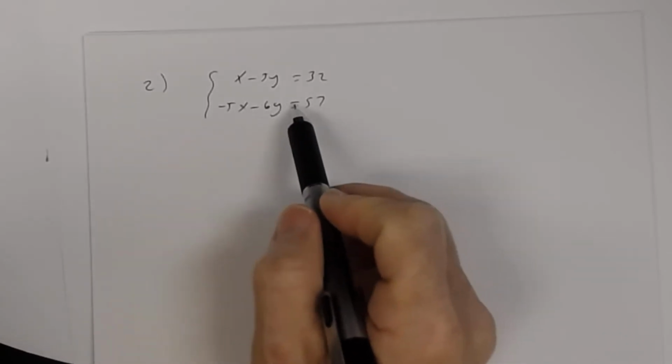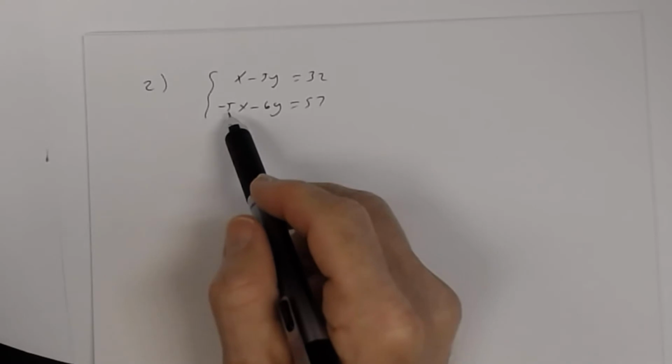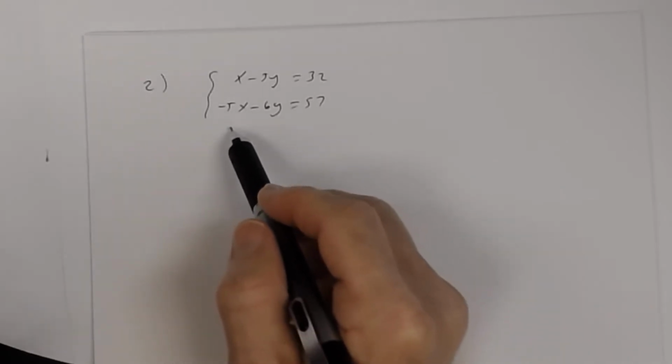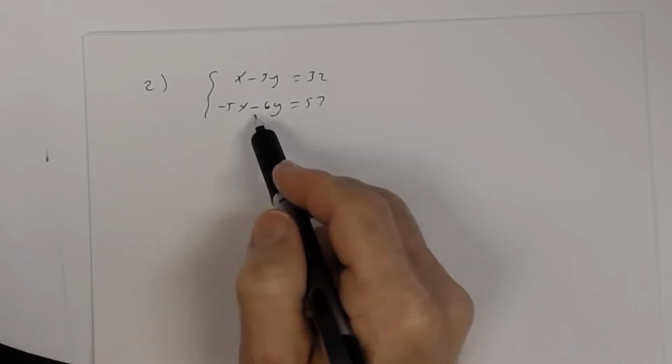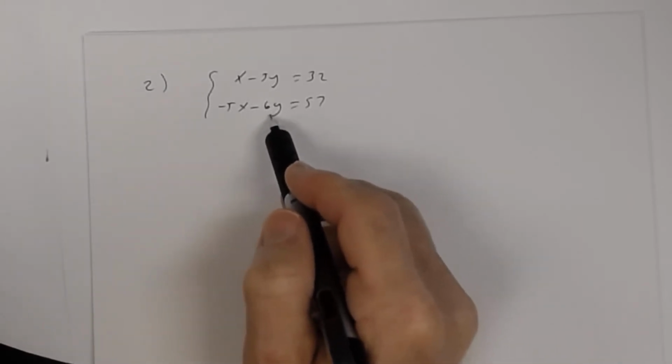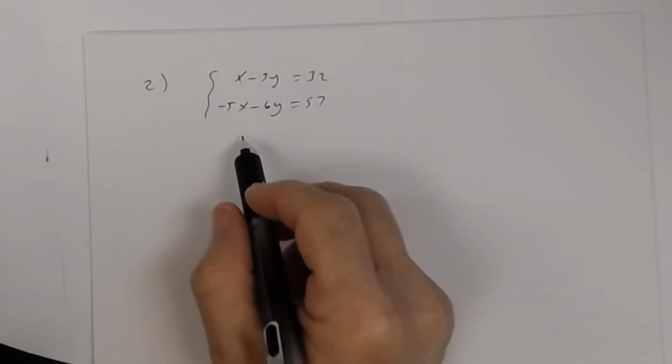Do not choose the second one, because if you choose the second one and get x by itself, you're going to have to divide both sides by negative 5, which introduces fractions. The same thing here. You're going to get fractions if you solve for y, because you have to divide both sides by negative 6. 57 divided by negative 6, negative 5 divided by negative 6. You're going to have fractions involved.